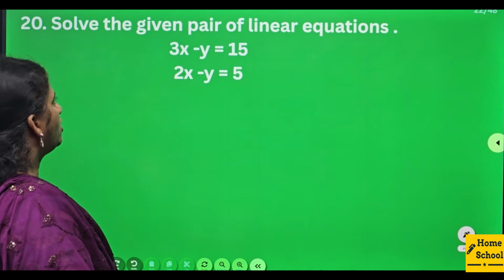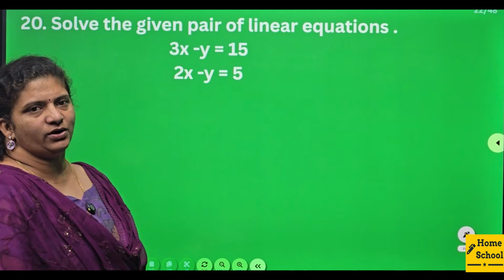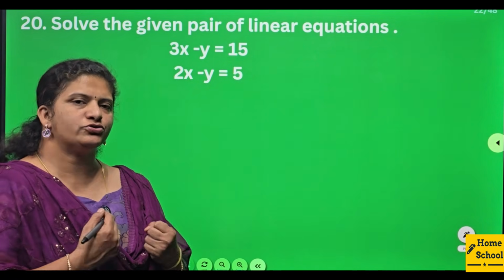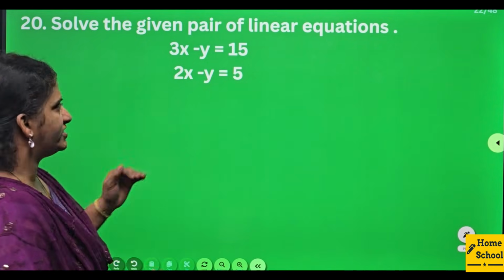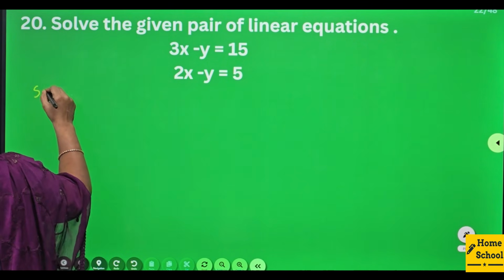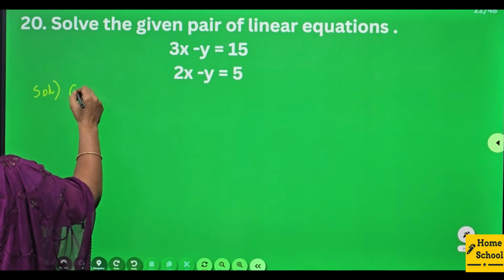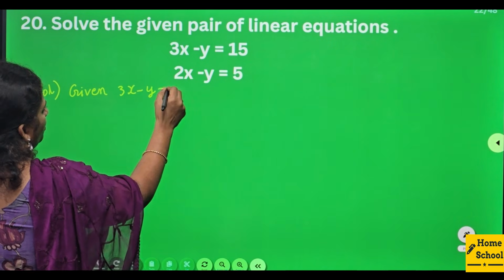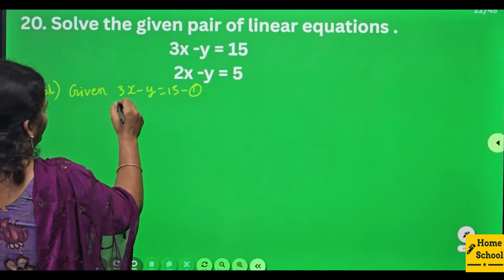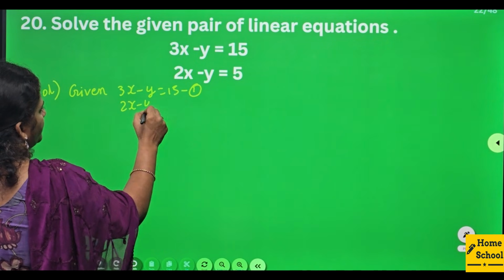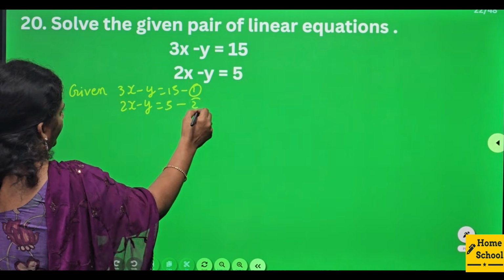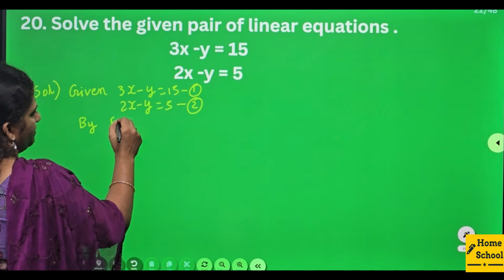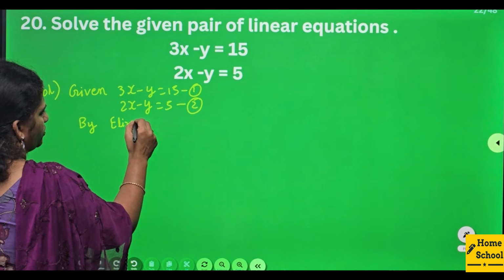20th one, solve the given pair of linear equations. Here they did not mention any method. You can choose your own method of solving the equations. What are the equations given? Given 3x minus y is equal to 15, first equation, and let us consider the other one as second equation. By elimination method, any method of your choice you can do.